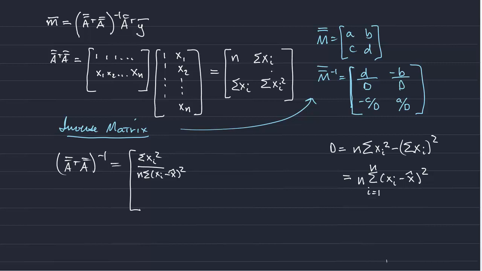And the next term is the sum of x's divided by the determinant, so it's also divided by n. So the sum of all the x values divided by n is the mean value of x. And then the remaining part of the determinant is the sum of square deviations from the mean. And there's a minus sign there. The other term on the opposite corner has the same value.